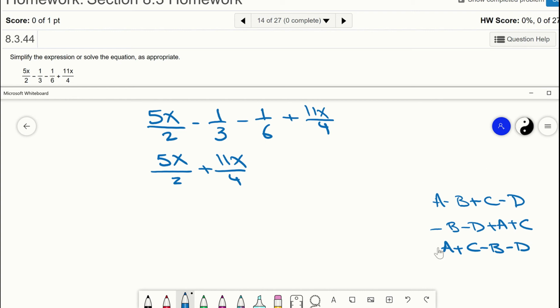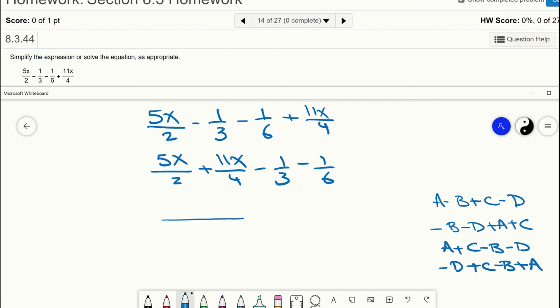Or we could do reverse alphabetic, so negative d plus c minus b plus a. There are many different possibilities, right? But notice that each term maintains its sign, right? So next, we're going to put negative 1/3 minus 1/6. We're putting the constants next to each other.